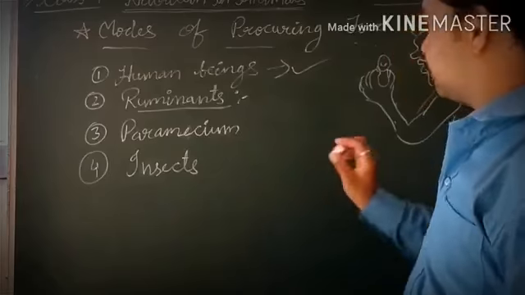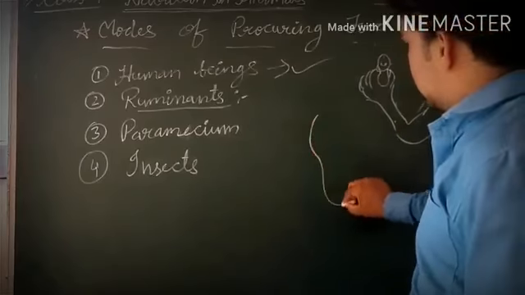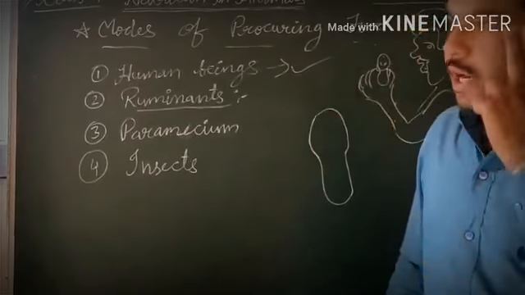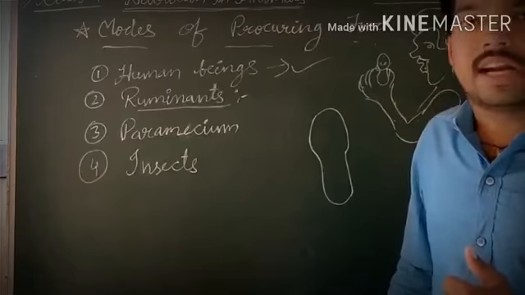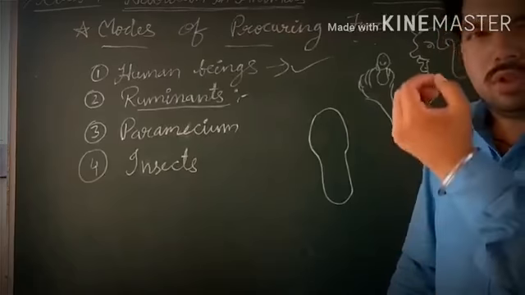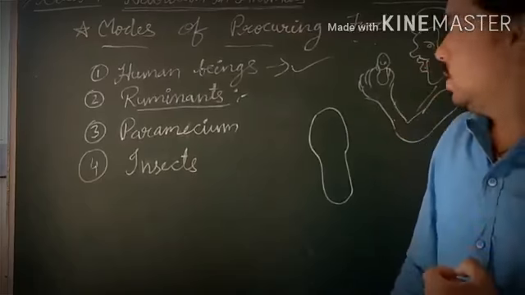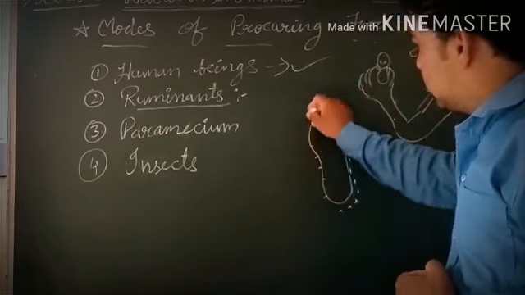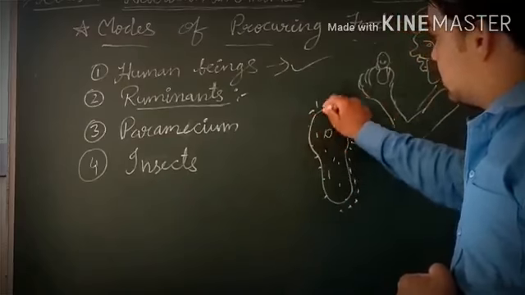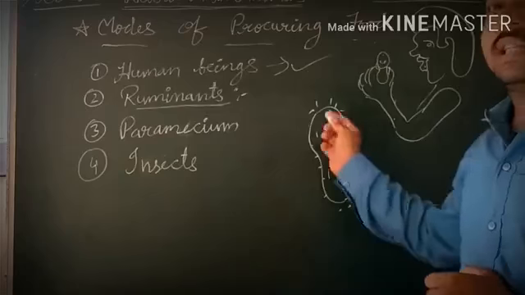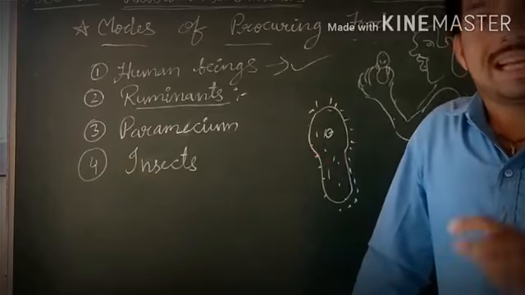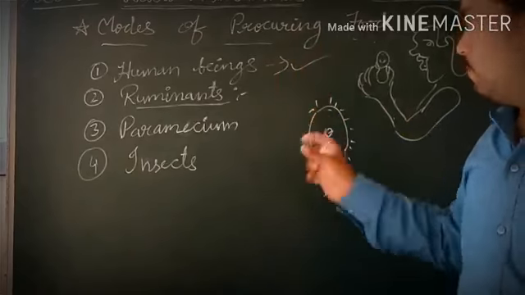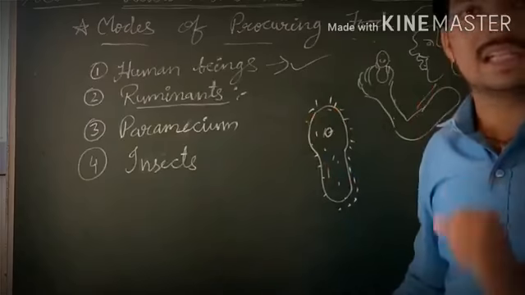Now paramecium. Paramecium is a single-celled organism. Single-celled means we cannot see them with the naked eye. We cannot see it because it is minute, a microorganism. So paramecium has a structure with some small hairs on its body, liquid inside it, and a nucleus also. Our body is made up of thousands of cells, and paramecium is made up of only a single cell.